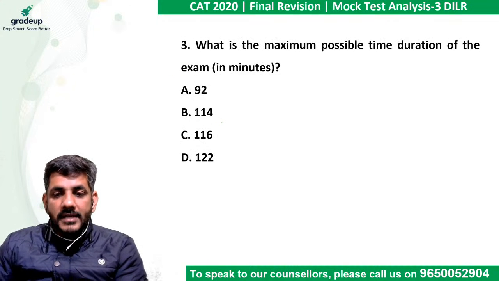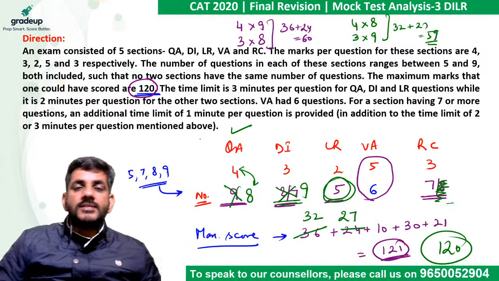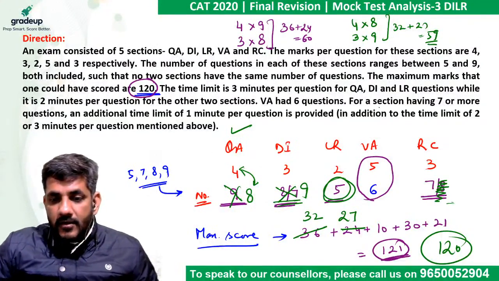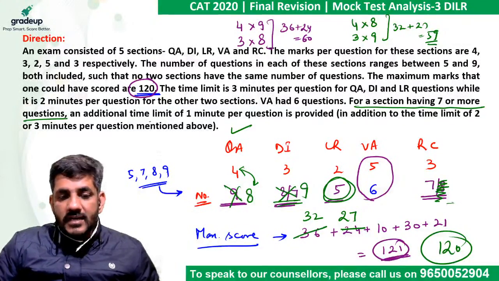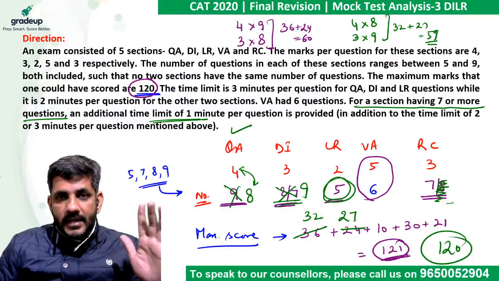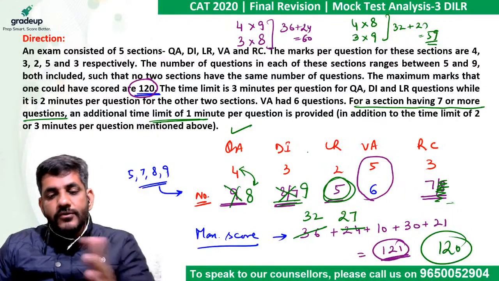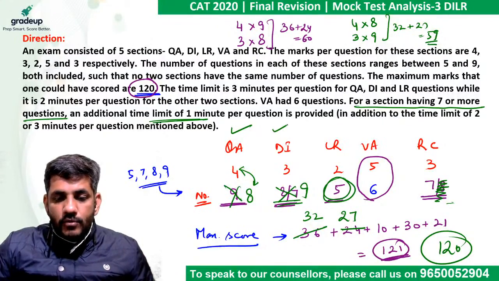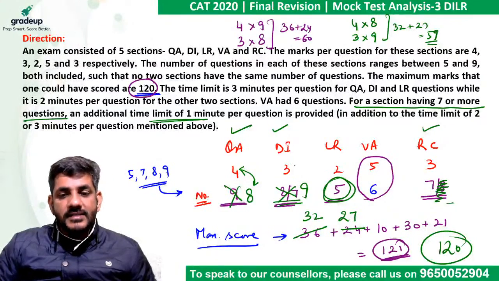Third, what is the maximum possible time duration of the exam? Now this we have to calculate. About the time duration, he has said for a section having 7 or more questions, an additional time of 1 minute per question is provided. We want to maximize the time, right? First of all, this last line is applicable only for those sections where the questions are 7 or more. So can I say it is applicable only for QA, DI and RC?